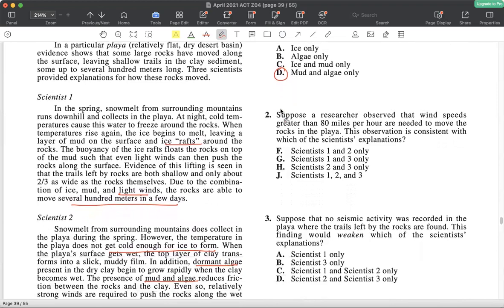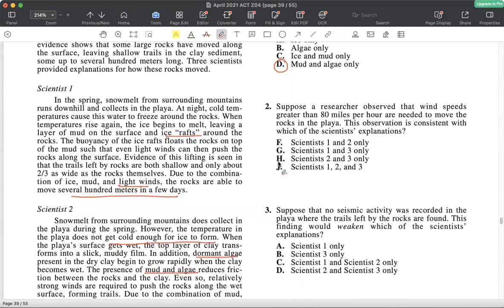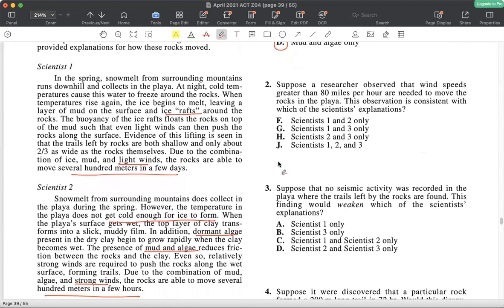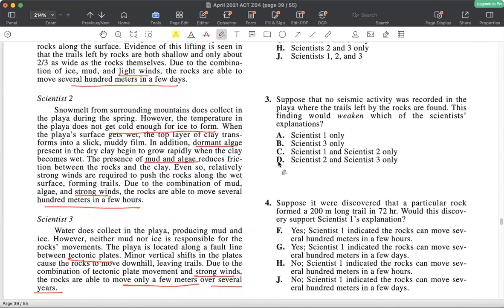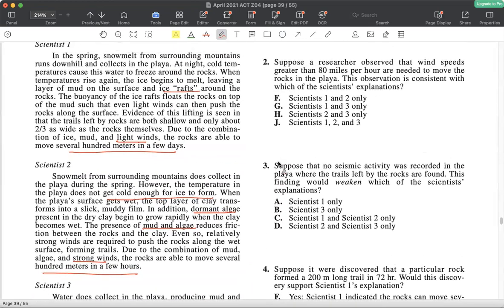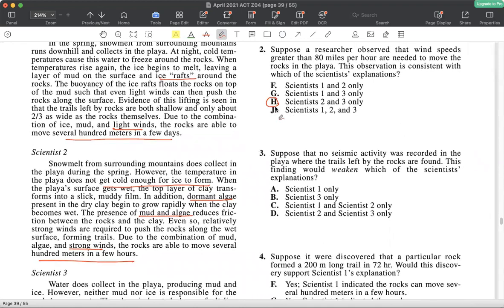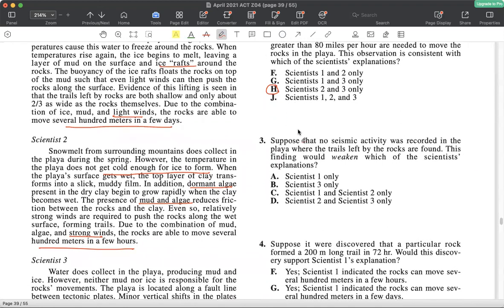Suppose a researcher observed that wind speeds greater than 80 miles per hour are needed to move the rocks in the playa. This observation is consistent with which of the scientists' explanations? So we are talking about strong winds, right? So both Scientist 2 and Scientist 3, their views are supported by this.